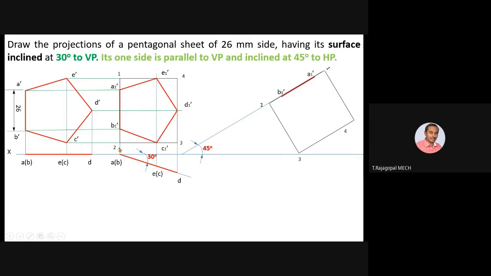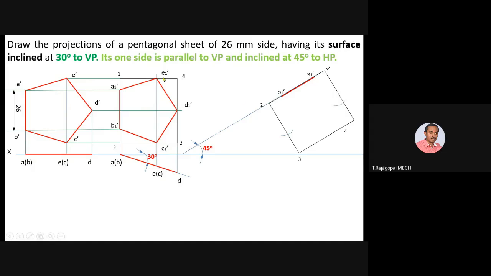Otherwise, we have one more option. You can use in 2 to 3, I am having C1 dash. You can take 2 as center, C1 dash radius, or 3 as center, C1 dash radius. Anyhow, you have 3 more options. You can use any option to fix C1 dash in the side of 2, 3 rectangle. So draw an arc. Similarly, you can complete for 3 and 4.